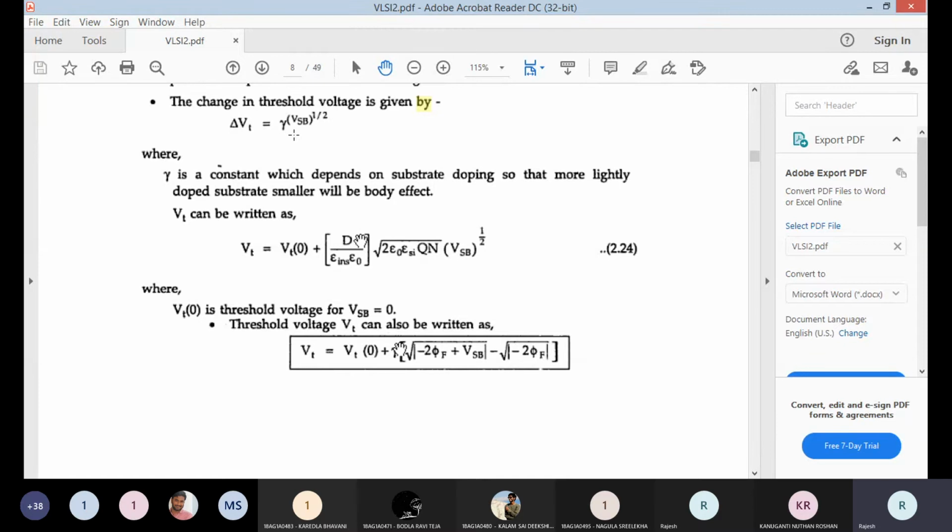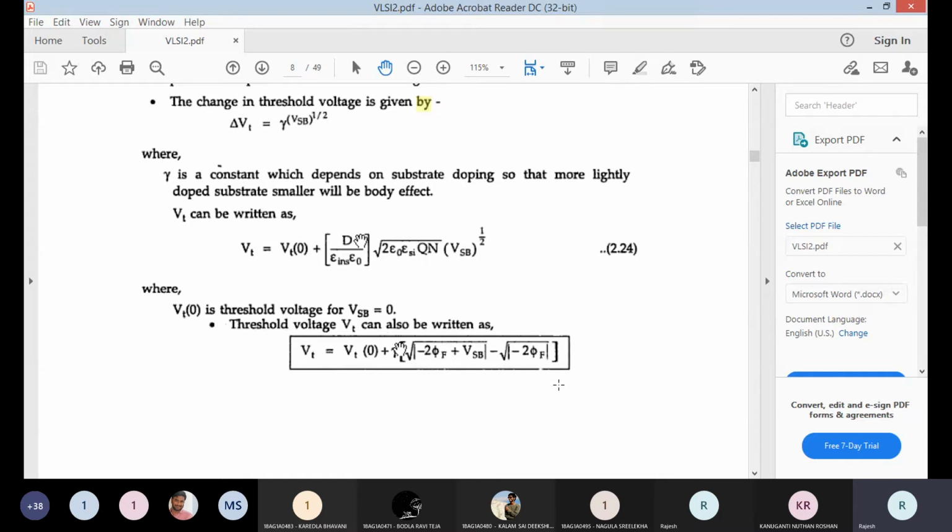Delta VT is proportional to gamma into VSB whole power of 1 by 2, meaning the square root of VSB. Gamma is a constant depending on substrate doping, and this is for a more lightly doped substrate. If the substrate is doped more, the body effect will be less. So the corresponding VT is given by VT naught plus gamma into the square root of all these parameters.